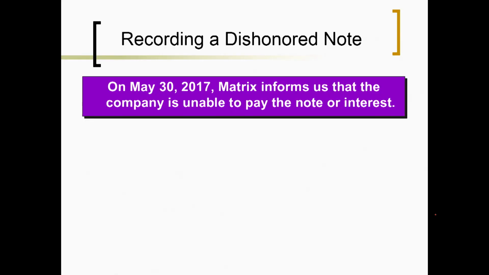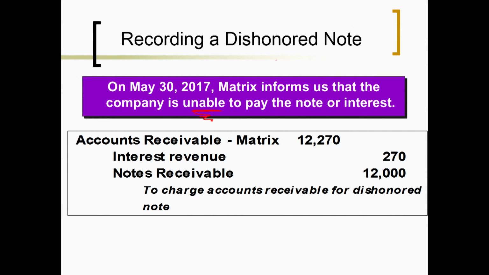What happens if the maturity date of the note comes, and our customer informs us that they cannot pay the note or the interest? Well, then we make that same journal entry, except we don't debit cash because they didn't give us cash. We debit accounts receivable, and we put that account receivable back on the books. Are you with me? And we do what we have to do to try to get that collected. Okay? All right. Questions on that?